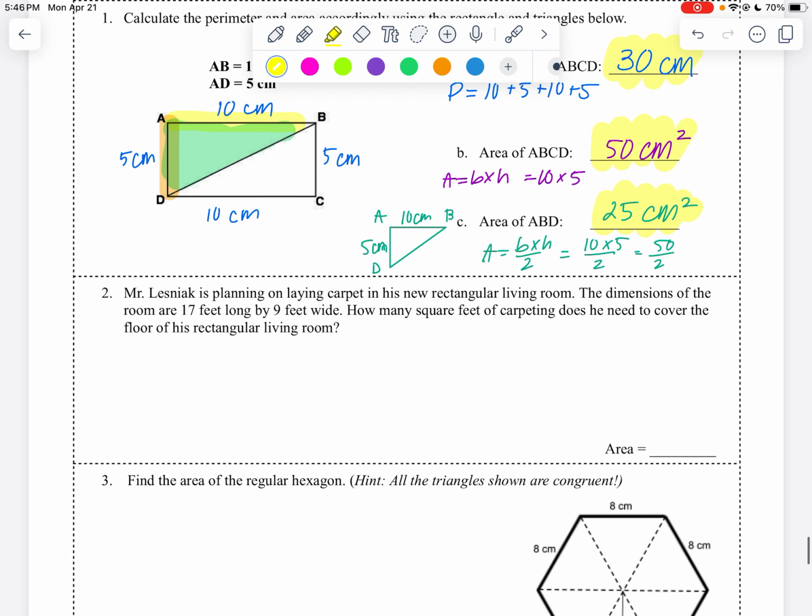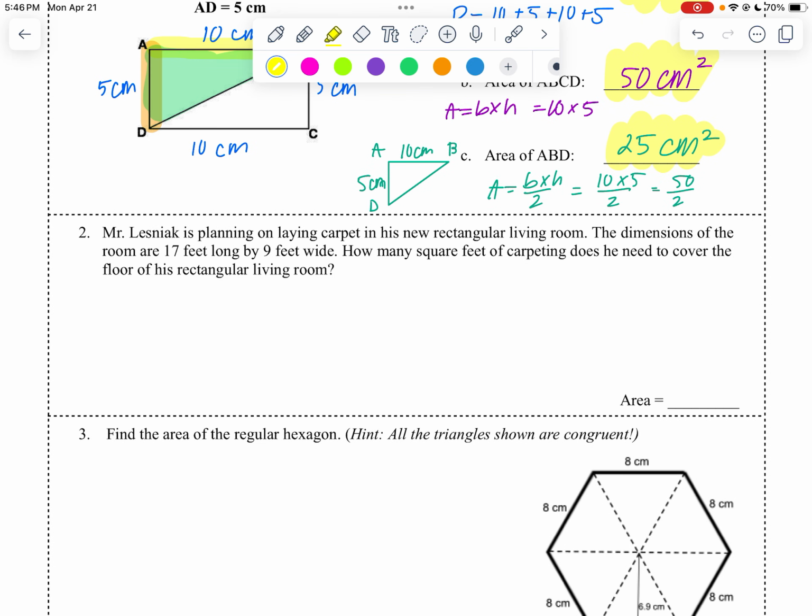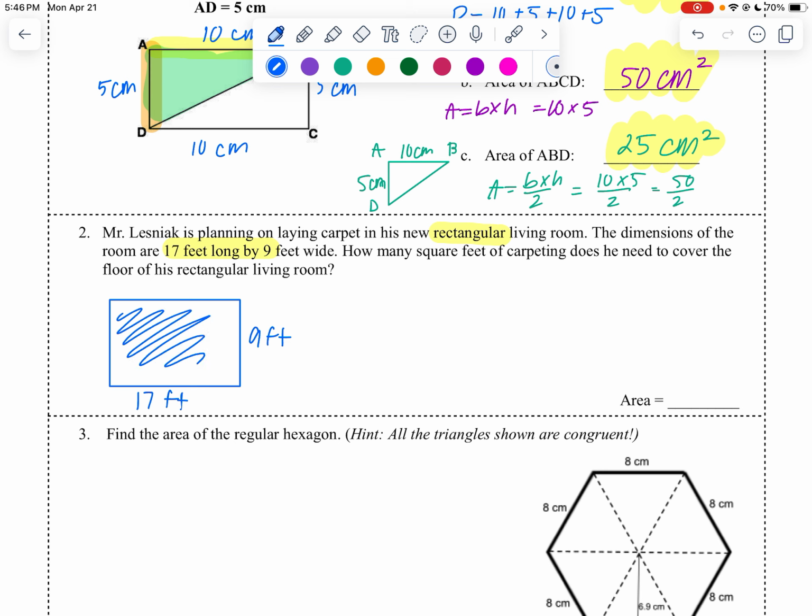All right, let's look at number 2. Mr. Lesnick is planning on laying carpet in his new rectangular living room. So there you go, that's our first hint. We have a rectangular living room, so I'm going to first start by just drawing a rectangle. The dimensions of the room are 17 feet long, that's the length, and 9 feet wide, and that's the height. How many square feet of carpeting does he need to cover the room?